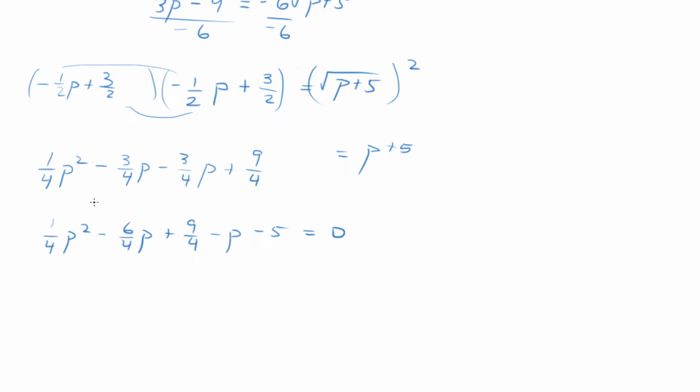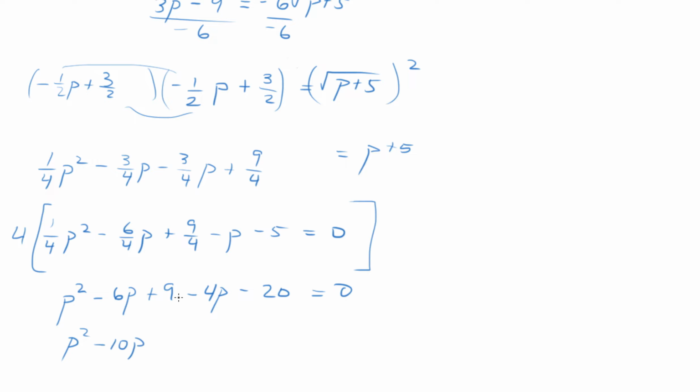Now, in order to get rid of that fraction, I'm going to multiply each of these numbers by 4 on both sides. Now, 0 times 4 is 0, so I can do that without changing my equation. 1/4 times 4, so let me write that down. Okay, so p squared minus 6p plus 9 minus 4p minus 20 equals 0. Add like terms, p squared minus 6p minus 4p is minus 10p. Plus 9 minus 20 is minus 11.